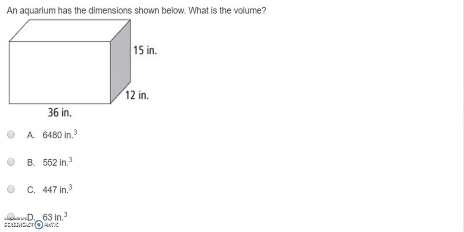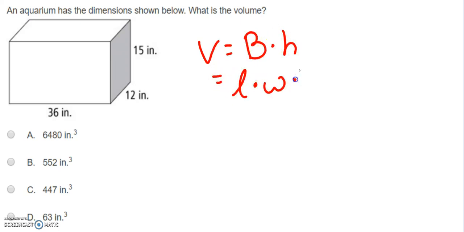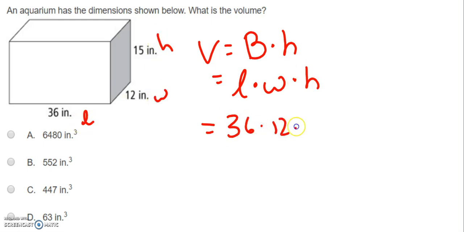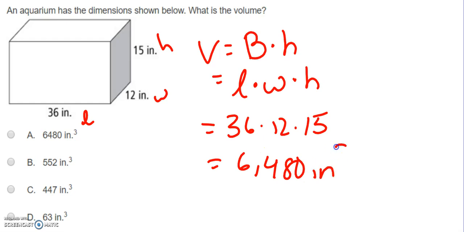What is the volume of this below? Volume equals big B times H, which we just said before is just length times width times height of a prism. Length, width, and height. So 36 times 12 times 15 gets me 6,480 inches cubed. Remember, this is volume, 3 dimensions, which means that we're using cubes for our measurements.